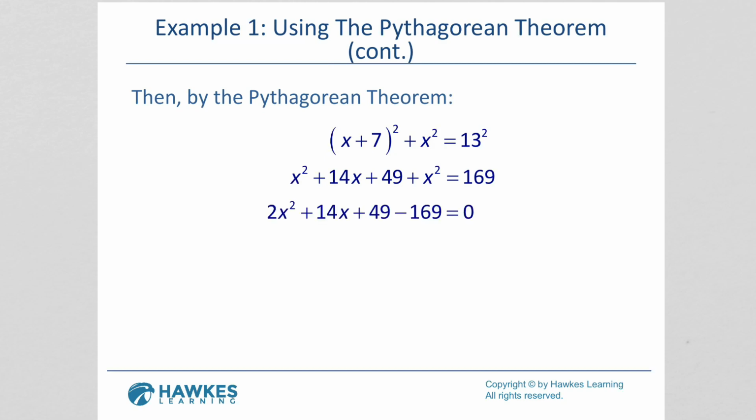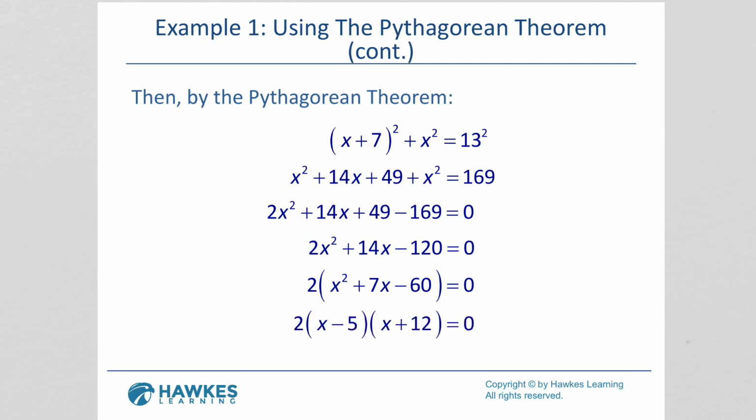Collecting like terms and moving 169 to the other side by subtracting it, we have 2x squared plus 14x plus 49 minus 169 equals 0. Collect like terms with our constants, and we have 2x squared plus 14x minus 120 equals 0. We take out our greatest common factor of 2, which leaves us with x squared plus 7x minus 60 equals 0. Try to factor that, and that factors into x minus 5 times x plus 12. So our factored form is 2 times x minus 5 times x plus 12 equals 0.